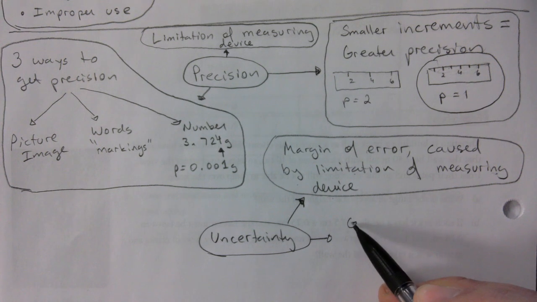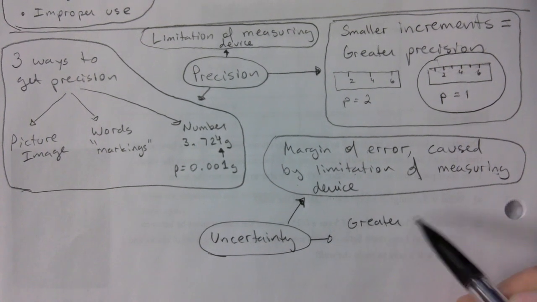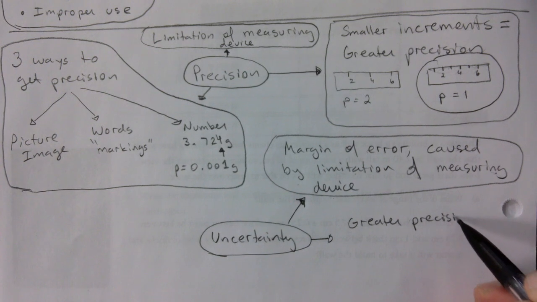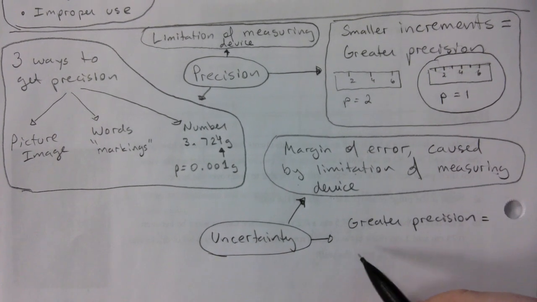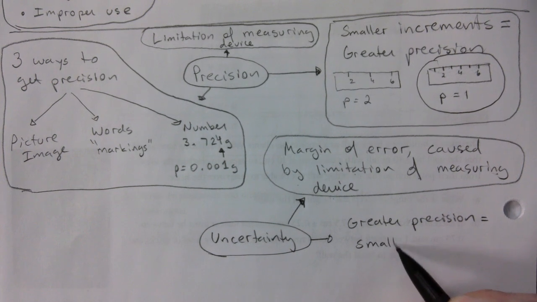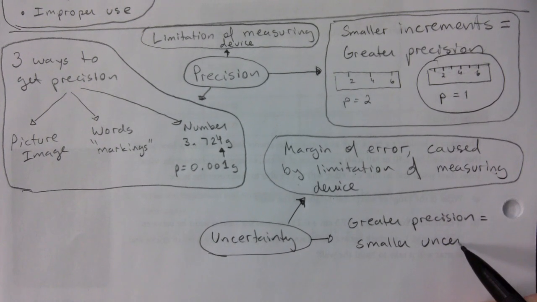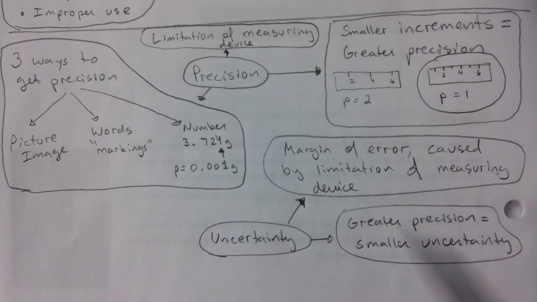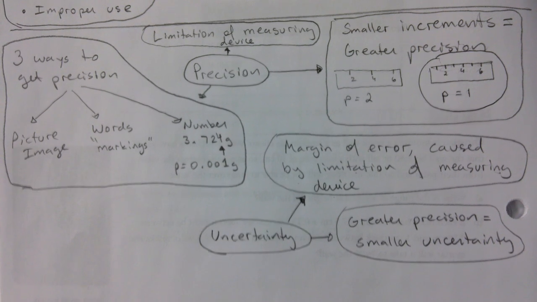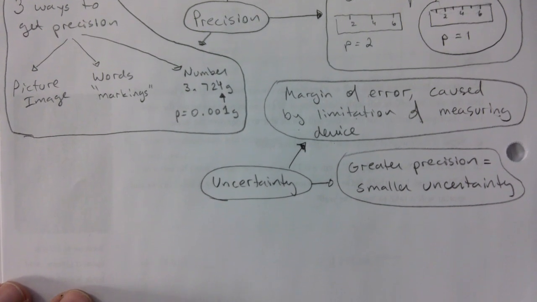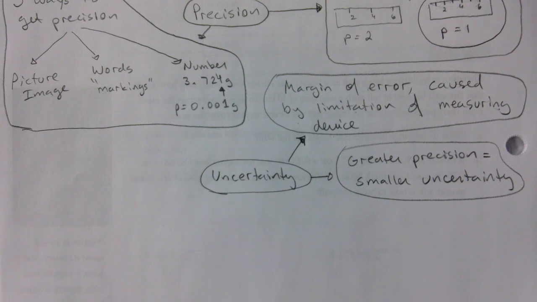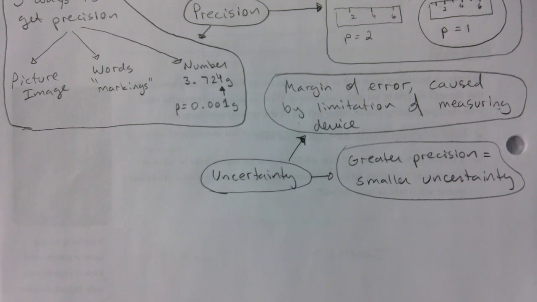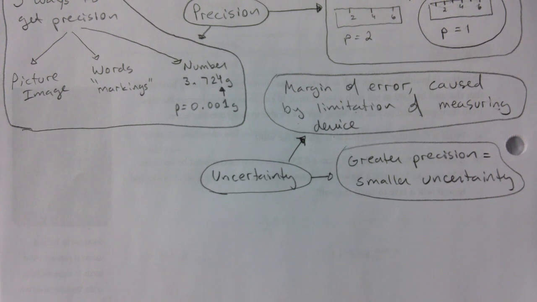I will say this here. Greater precision equals smaller uncertainty. And think about it this way. If your measuring device is really precise, with more decimals added, your uncertainty is so small that at some point it's almost negligible. Okay.